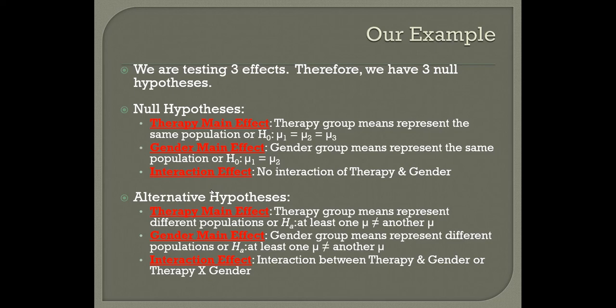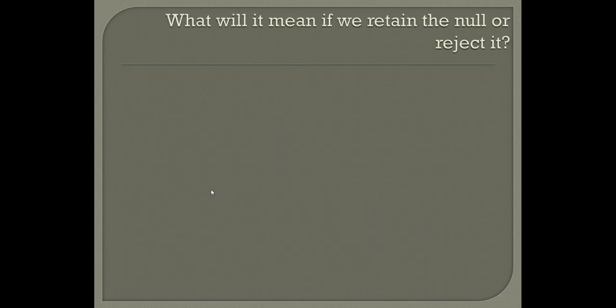Now, if this was an actual study that you were doing, you would be more specific about how you expected therapy to affect classroom disruptive behavior differently depending upon the gender of the participant, and that's where you would actually specify a hypothesis for the different simple effects.